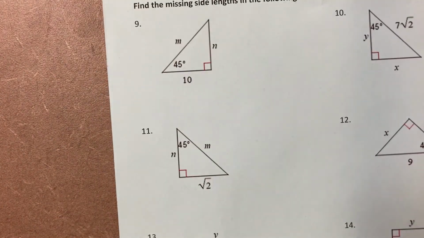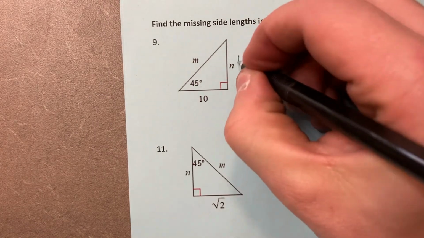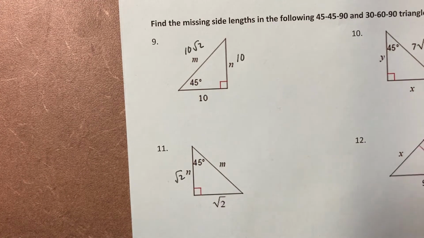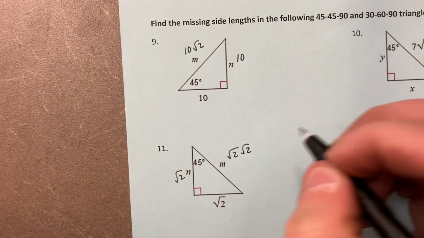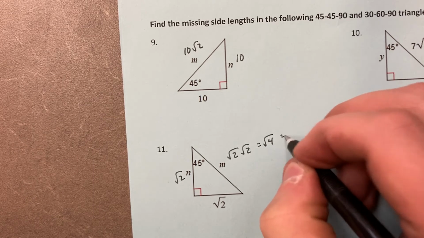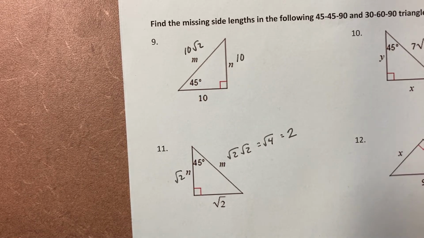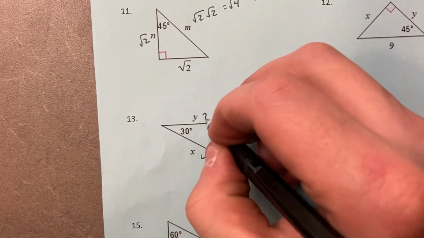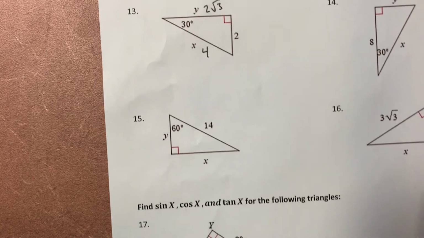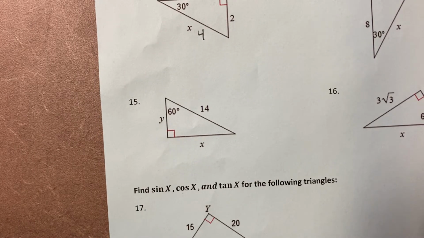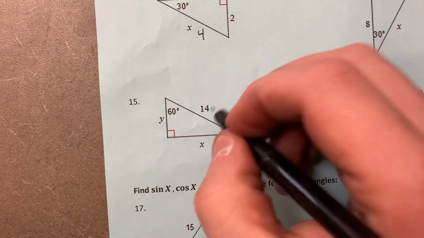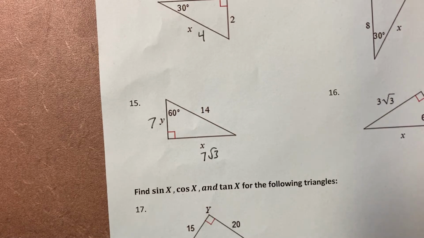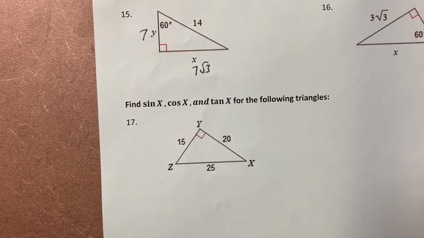All right, just gonna work through these fairly quickly. That's just 10. That's 10 root 2. That's root 2. And this is root 2, which is root 4, which is just 2. 30, 60, 90. This is just times 2, and this is times root 3. I'm not teaching these at this point. I'm gonna do these problems and you're gonna say, oh, that's divided by 2, and that's 7 root 3.